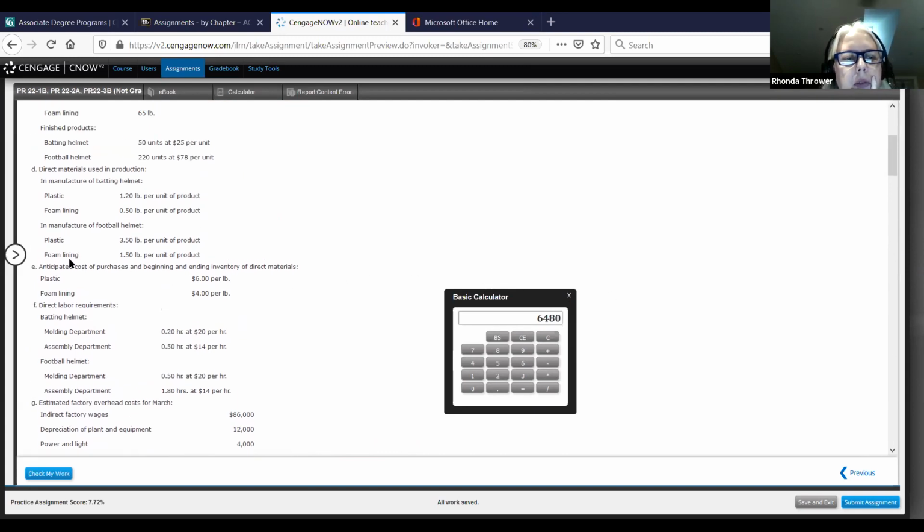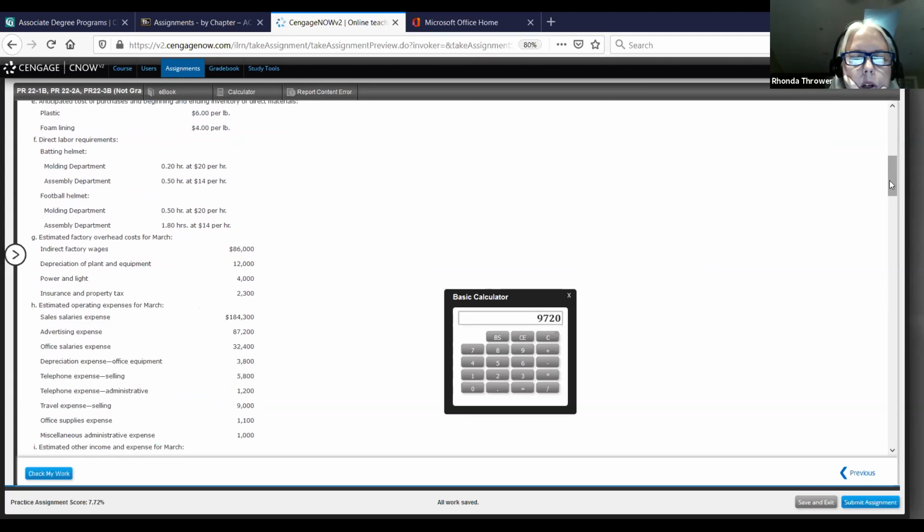The foam lining for the football helmets is 1.5 pounds. So I'm going to multiply this by 1.5. And that's going to give me 9,720 pounds.